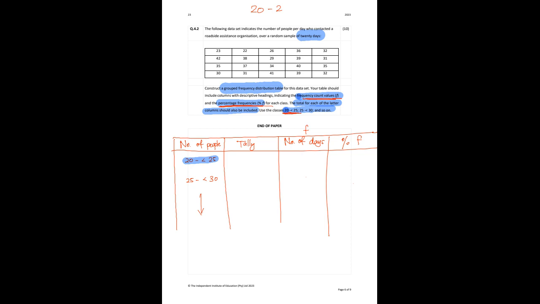And from the information, you have two values that fall into that category. So 22 and 23 would fall into that category. As a tally, you would write that as 1, 2. And then you'd write the number 2 under your number of days. And then in your percentage frequency column, once you're done with all of your intervals and all of your categories, whatever total you get here, for your percentage column, it'll be 2 over that total multiplied by 100.